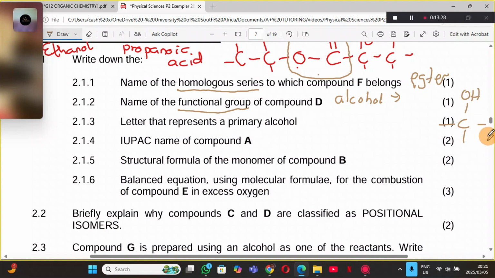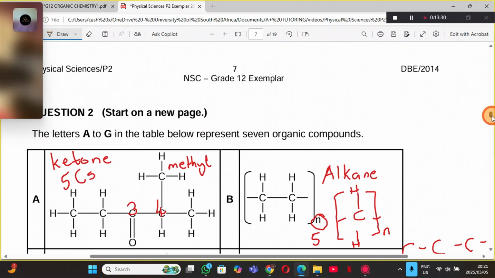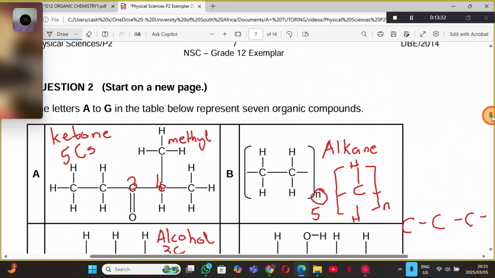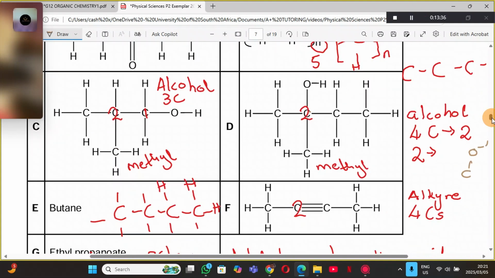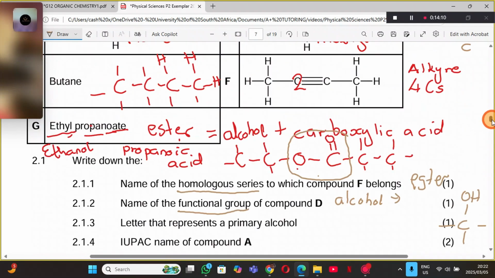Now you go back to all of them. You're now checking. A was a ketone. B was an alkane, so they're out. C was an alcohol. D is an alcohol. E is a butane, so it's out. You see? So it'll be C. Why? Connected to one carbon. Yes. The carbon that it's connected to is only connected to one other carbon. Right? So it is a primary.